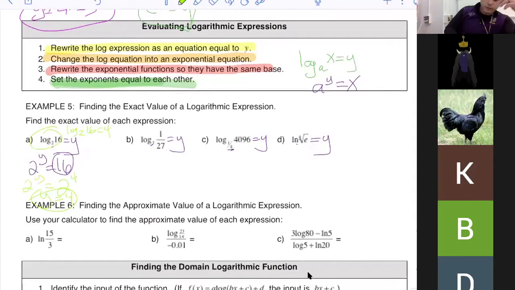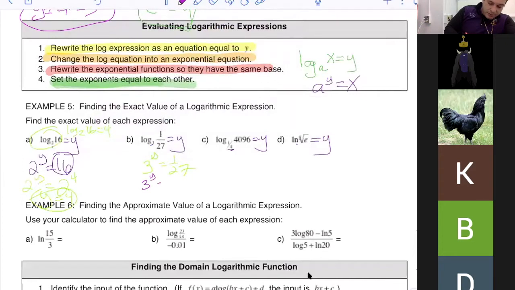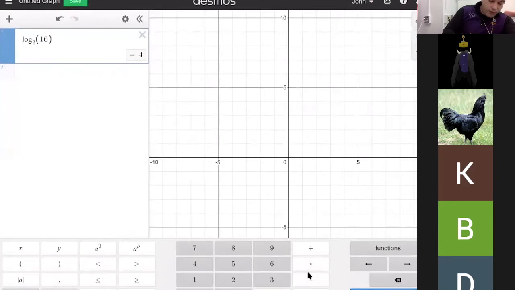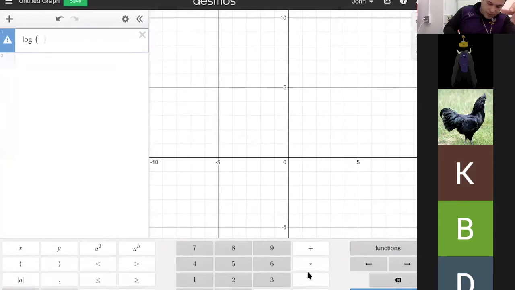what you could do. Set it equal to y, rewrite it into exponential notation, change to the same base, and set the exponents equal to each other. So log base 3 of 1 over 27 is just -3. That's another way to represent -3. And if you want proof of that, if you don't believe me, log base 3 of 1 divided by 27.